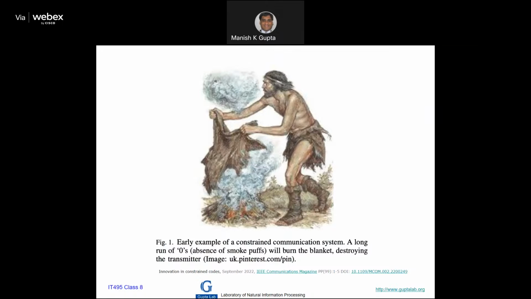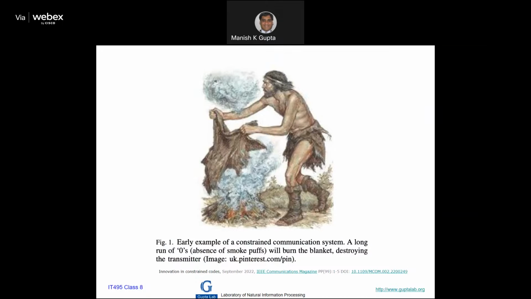If you look at this picture here, this gentleman is communicating through fire signals, through smoke signals, right? He's generating smoke and sending it across. If there is a puff of smoke, that means one. No smoke means zero. So you can do binary encoding actually, 111000 like that you can send. This is an early example of a constrained communication system.